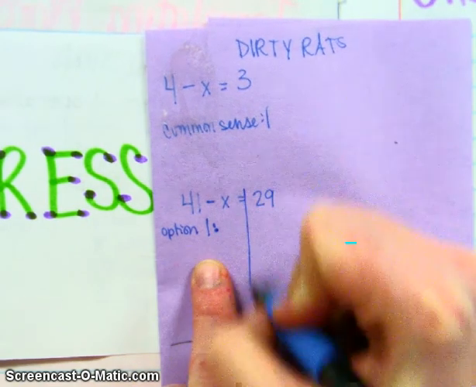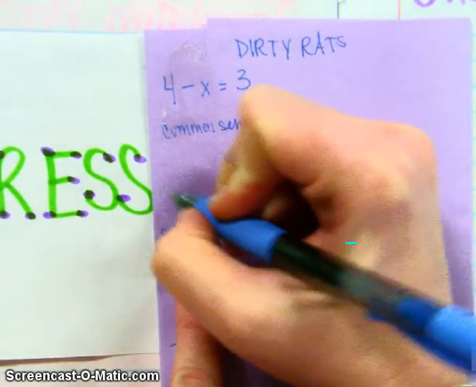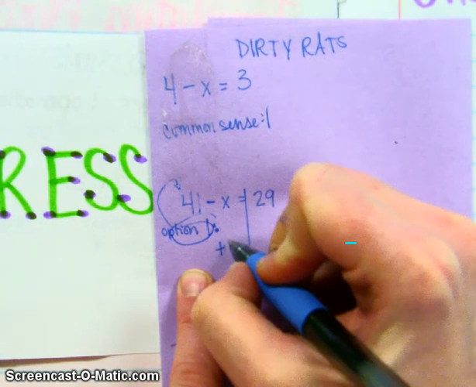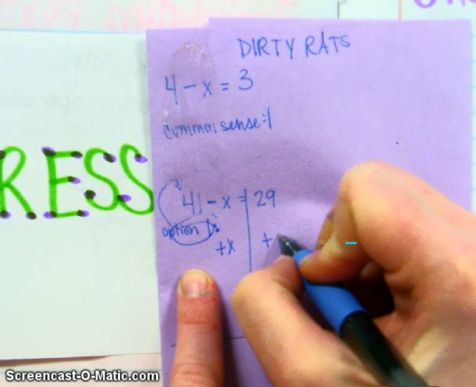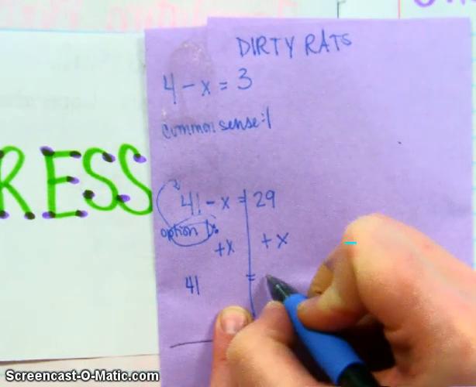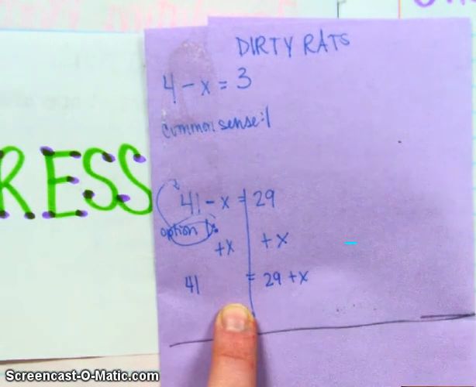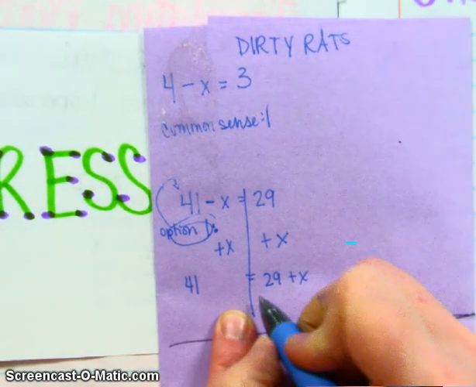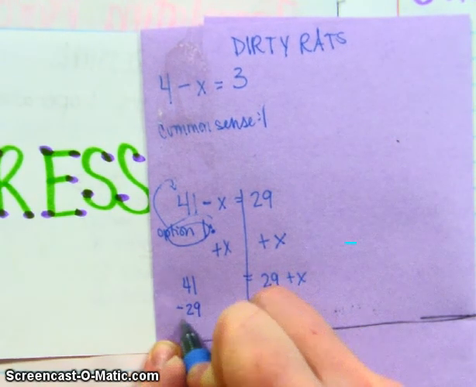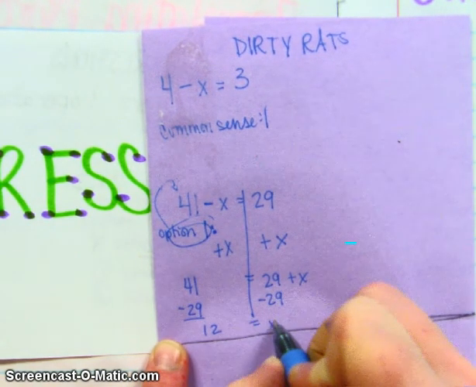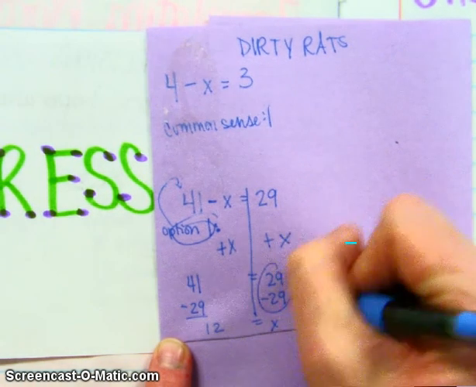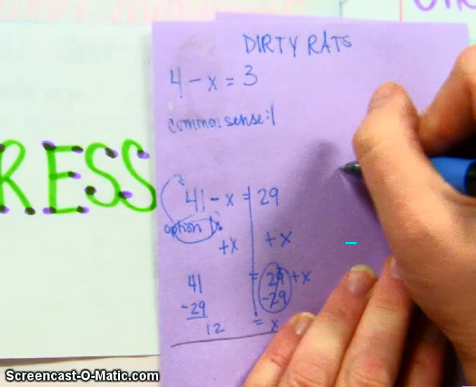You can add x. I should have put option 1 up here. You can add x to both sides. And you're going to have 41 now equals 29 plus x. And then if you subtract 29 from here, we get 12 is equal to x. You can do it that way. Option 2.